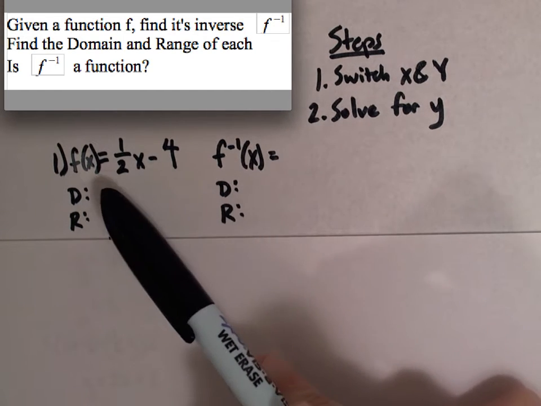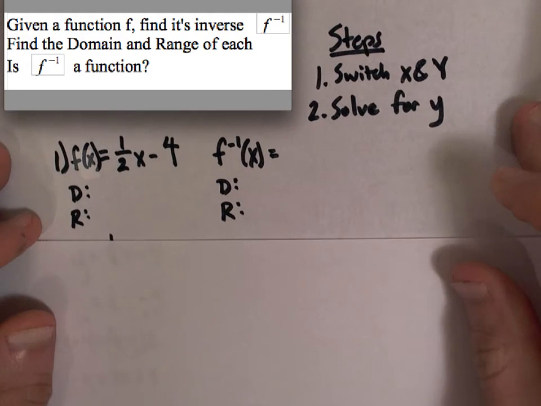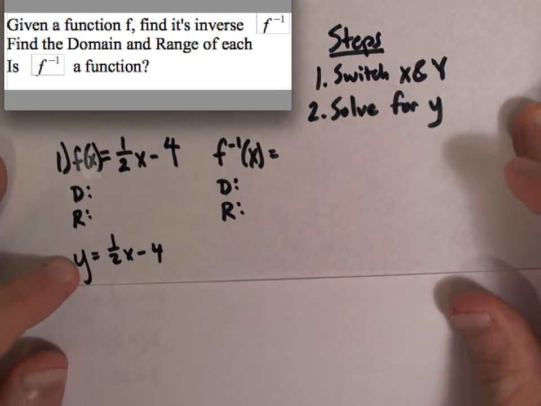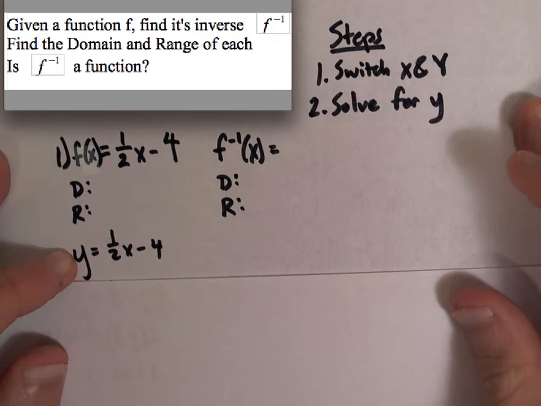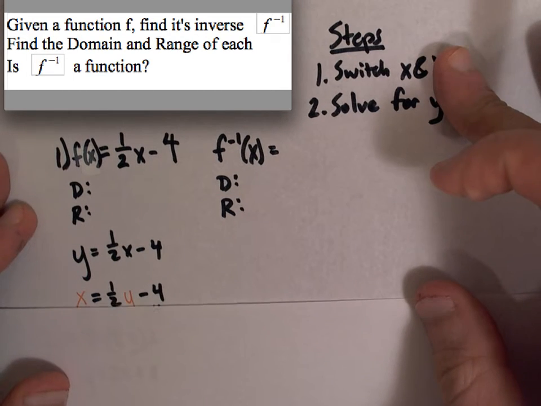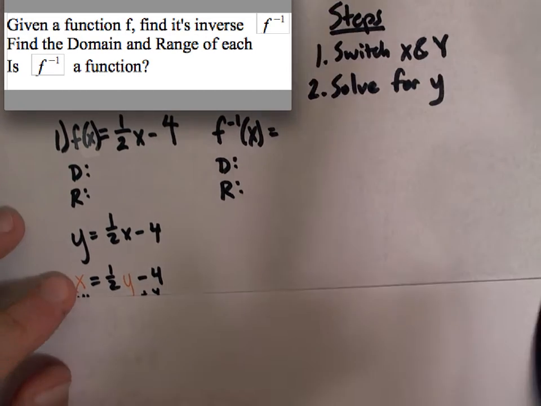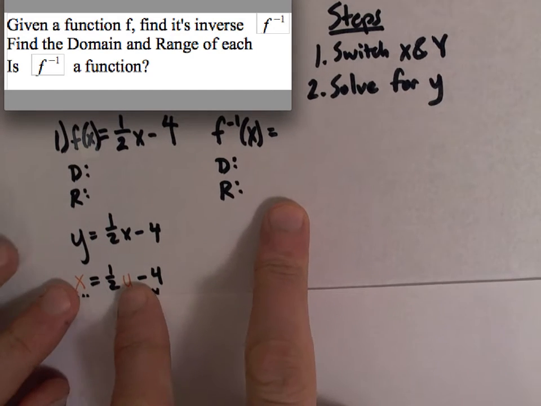So we start off with f of x, which is just like our output, so we can write that as y. We haven't changed anything yet, that's the original function. Then we're going to switch x and y, so let's go ahead and do that. We'll switch x and y, and then we're going to solve for y, just using our algebra.